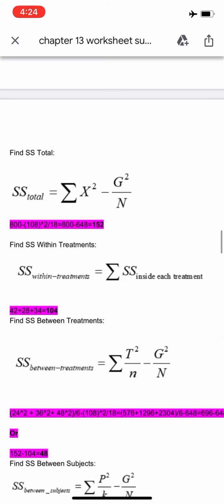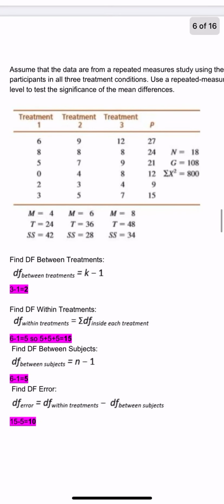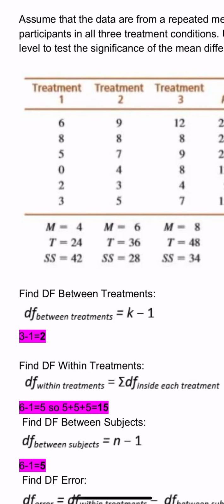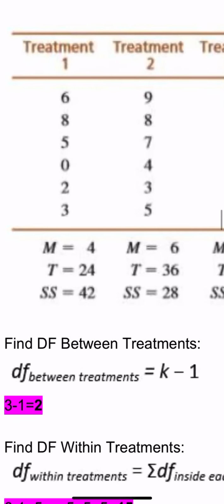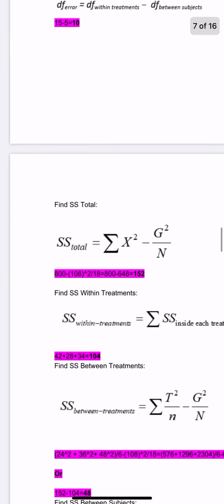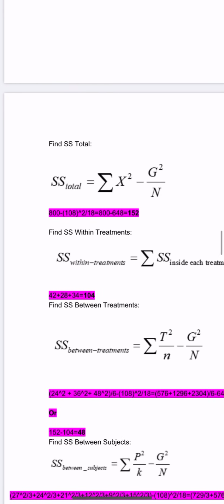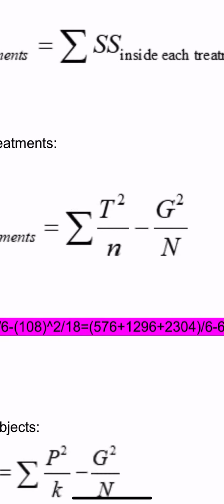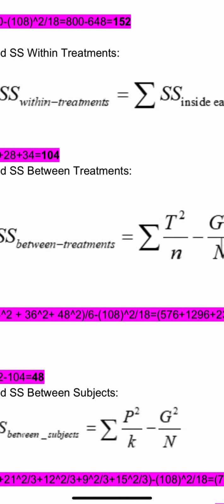The t squareds are right here. They're the total sum of the scores in each treatment, right? So you just use those values and plug them into the formula. So all you're going to do here is 24 squared plus 36 squared plus 48 squared divided by 6. Now you can see the formula is t squared divided by n, and you can do it both ways.